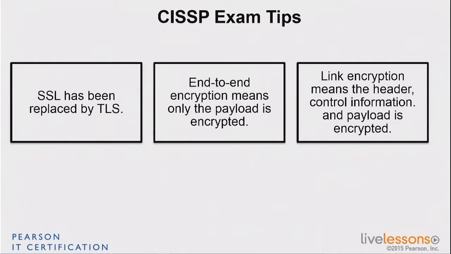So let's look at some CISSP exam tips as we wrap up this lesson. SSL has been replaced by TLS. End-to-end encryption means only the payload is encrypted. And link encryption means that the header, the control information, and the payload is encrypted. You want to make sure you remember these.